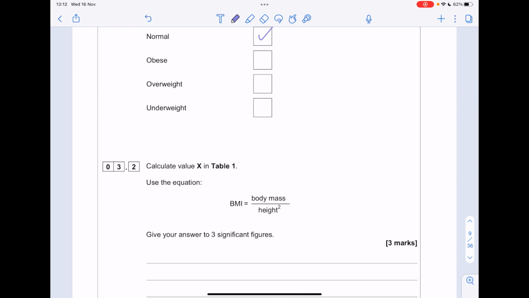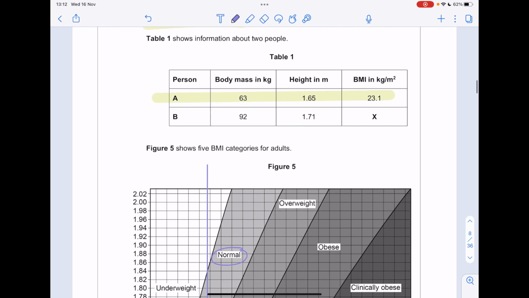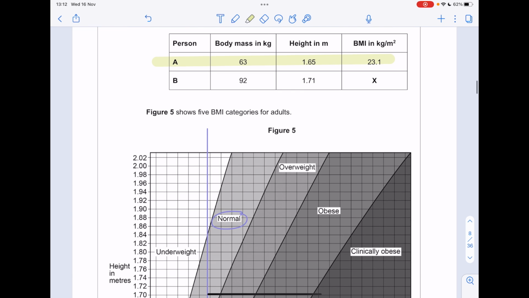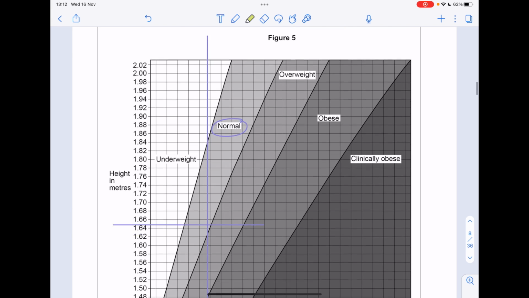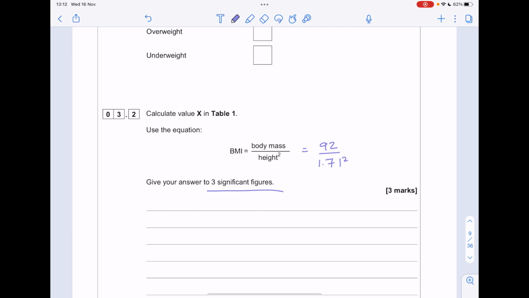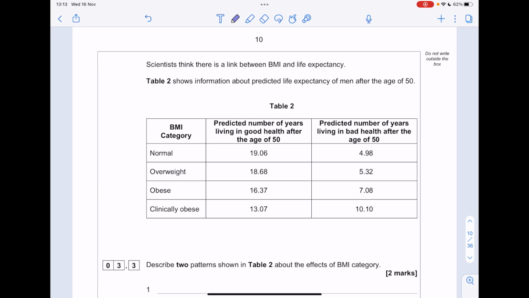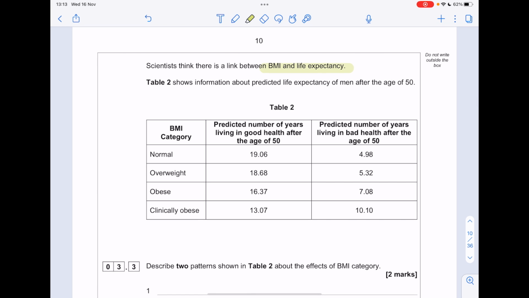Calculate value x in Table 1 and use this equation. Give your answer to 3 sig fig. So now we're looking along this row. We have a body mass of 92 kilos, height is 1.71. We need to square that, 31.46. But we want it to 3 significant figures, which means we only want 3 numbers. So look at your 4th number, it's above 5, so we round up. That's 31.5.